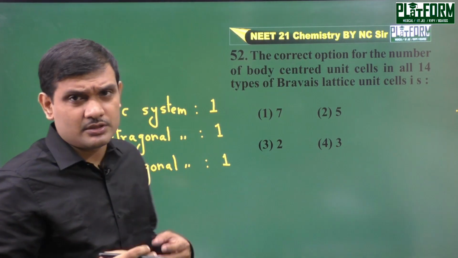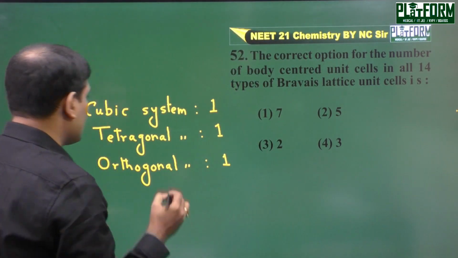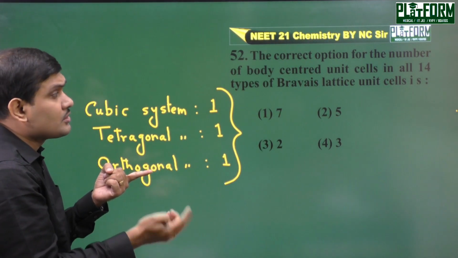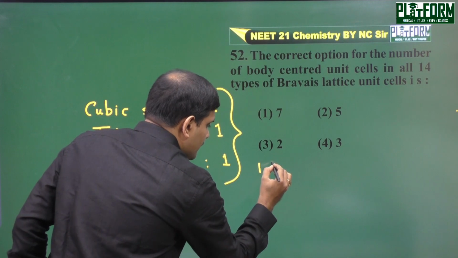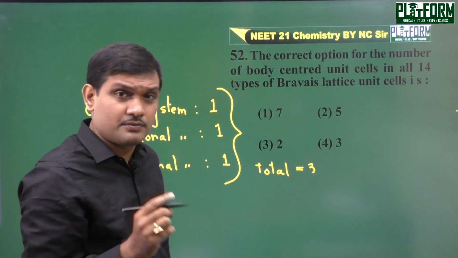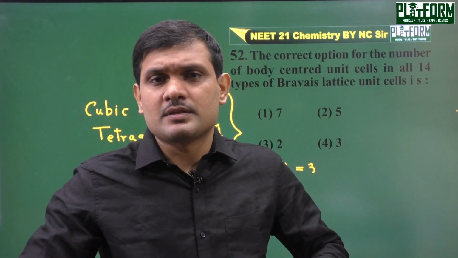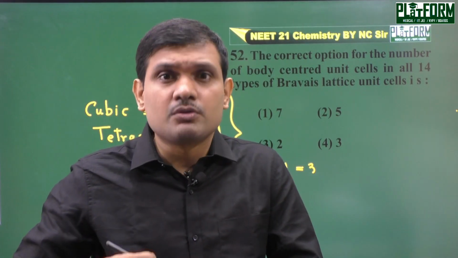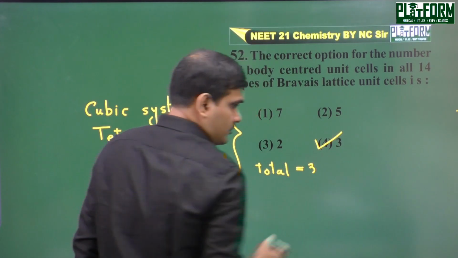Other crystal systems don't have a body centered lattice. So the total number of Bravais lattices in the seven crystal systems with a body centered lattice will be 3. I would say it is a very intelligent question asked by NTA. We all know 7 crystal systems and 14 Bravais lattices, but the question is asked in between them. So a very good question. The correct option is definitely option 3.